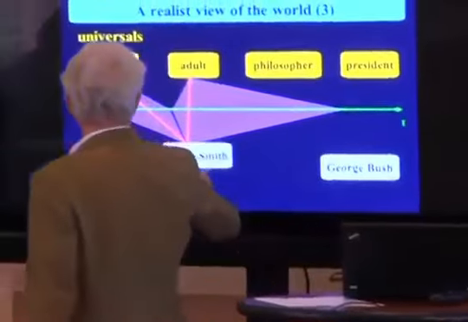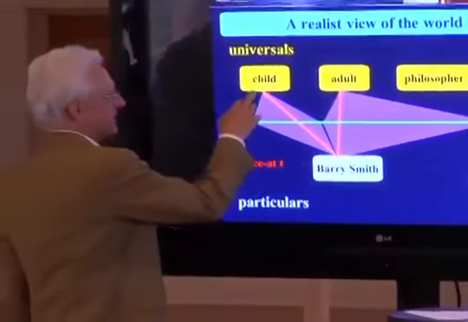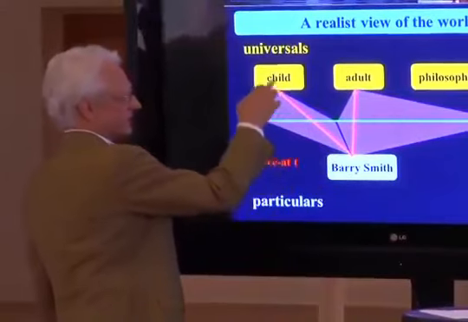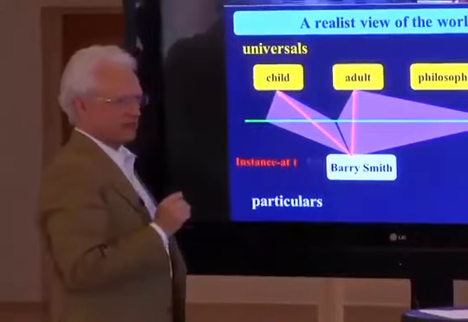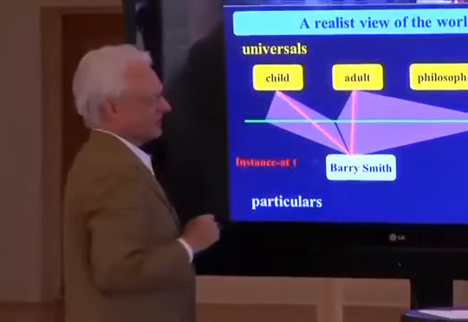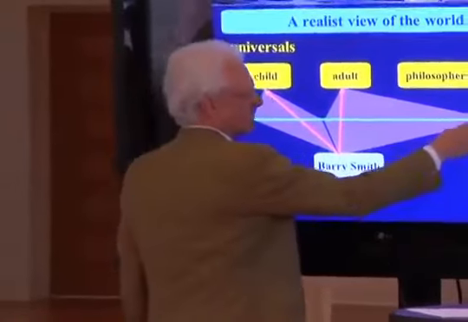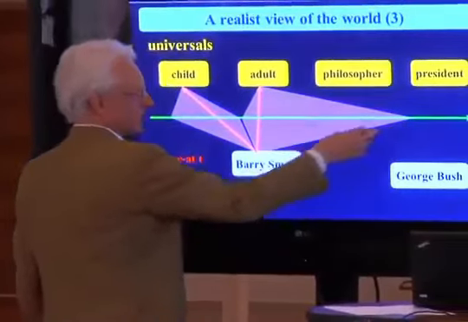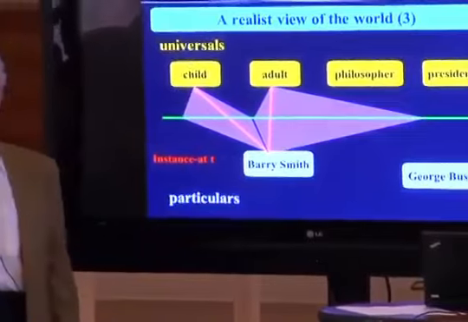This particular is an instance of the universal child for a certain period of time, and then an instance of the universal adult, and there will be a time when this particular is not anymore.